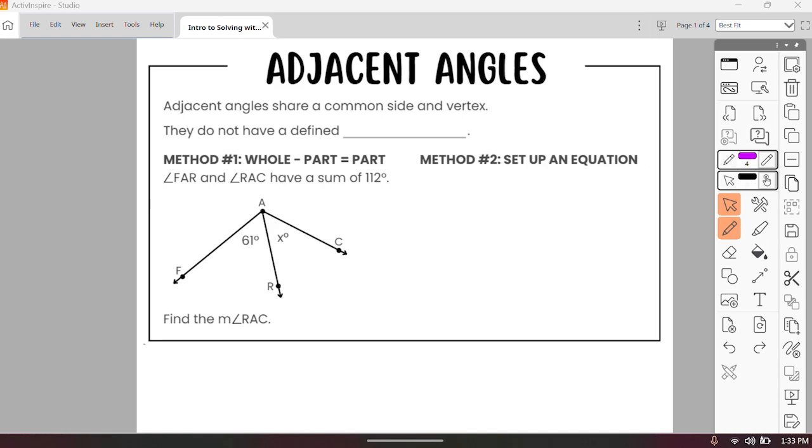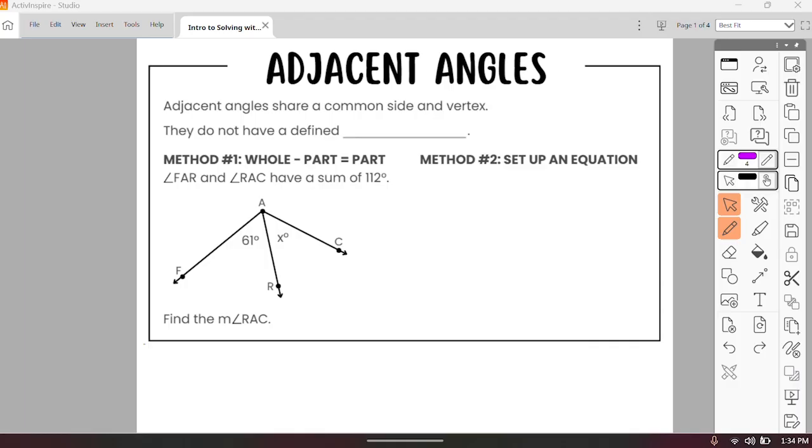Hey, everybody. Today we are going to talk about how to solve for the measure of a missing angle when you're given a pair of angles. So, hopefully, you're already familiar with this vocabulary. If not, you might need to hop back a video and watch the introduction to the vocabulary because we're jumping straight into the solving today.